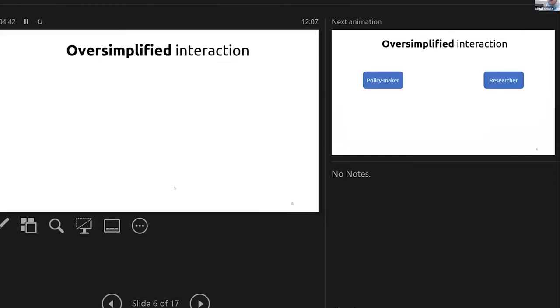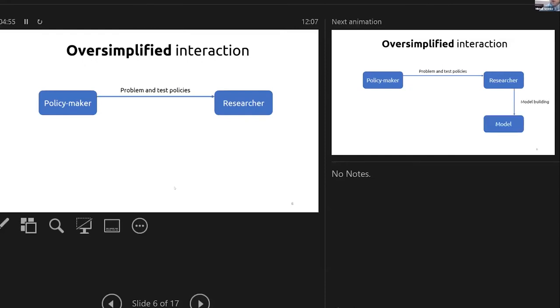So, and how the oversimplified interaction between the policymakers and researchers who are building the models can look like. You have two actors here, right? So this is an oversimplified graph. Policymaker and researcher. The policymaker formulates the problem and a certain list of policies that they would like to test. For example, close schools, close universities, close bars, close, I don't know, museums. And the researcher starts to build a model.